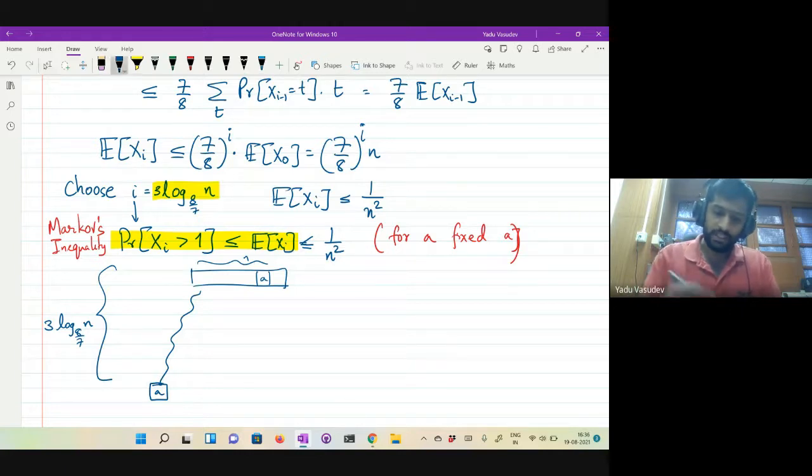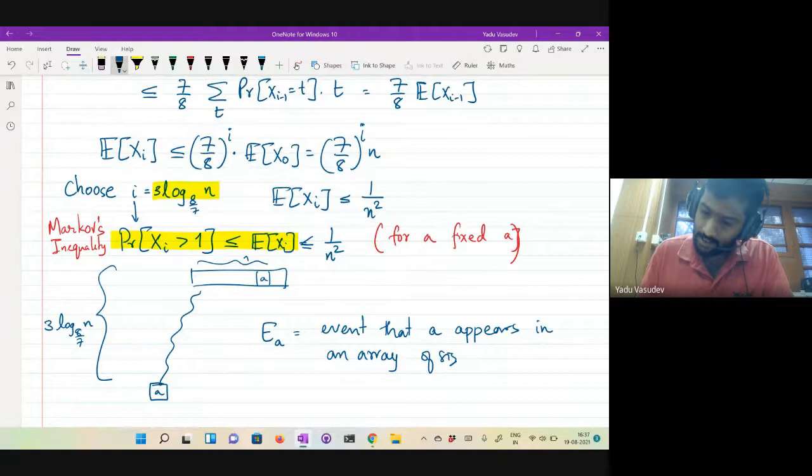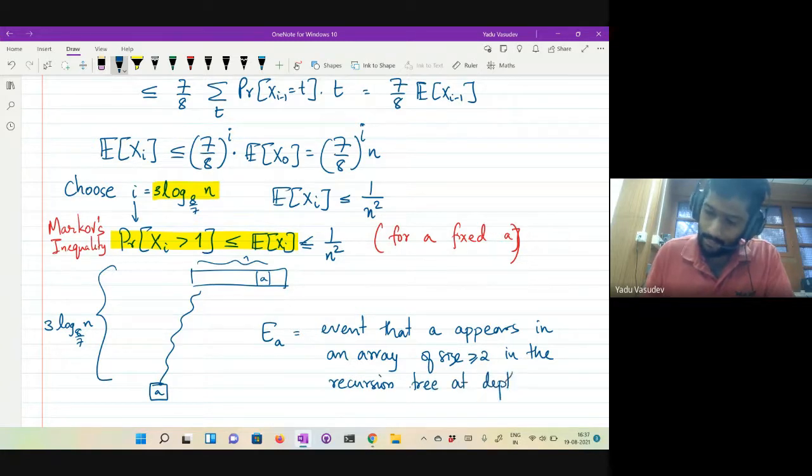Let E sub A be the event that A appears in an array of size greater than or equal to 2 in the recursion tree at depth 3 log n to the base 8 over 7.